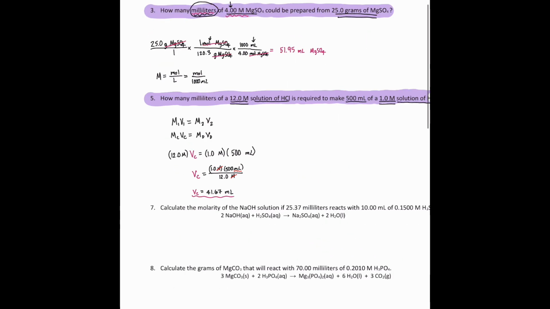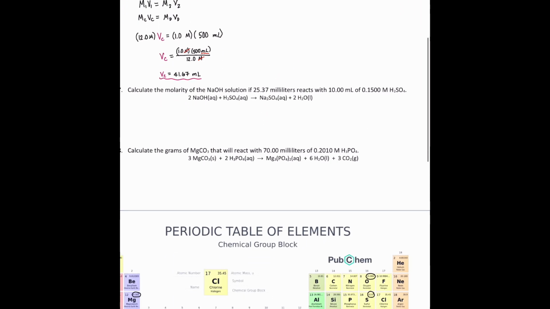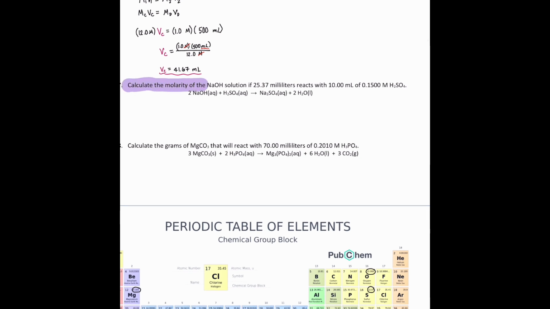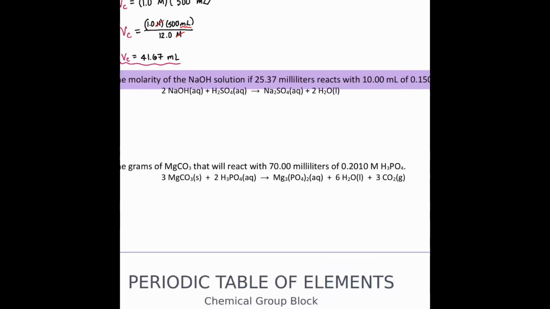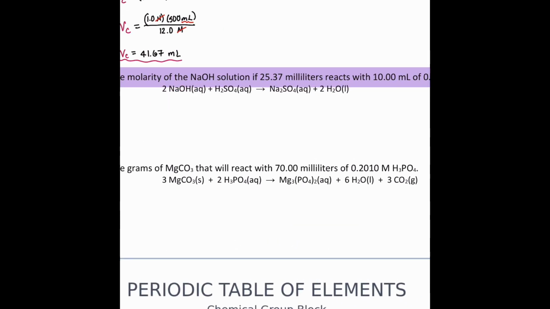All right, let's go ahead and do the next one. Calculate the molarity of sodium hydroxide solution if 25.37 milliliters react with 10 milliliters of 0.15 molar sulfuric acid. And it gives us this very important piece of information, which is our balanced equation.